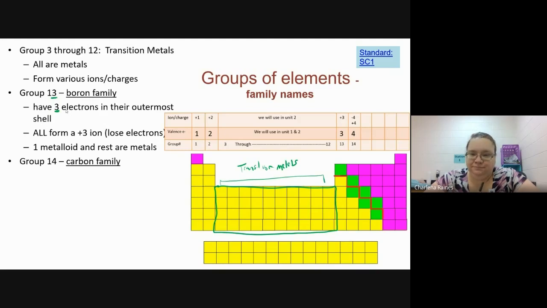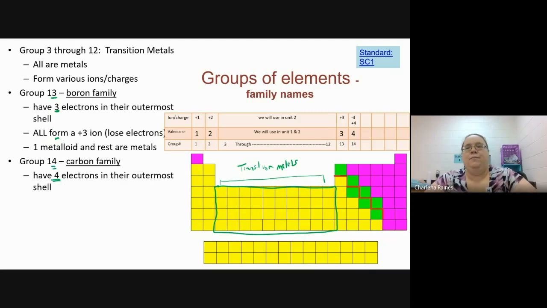Carbon family is group 14. Group 14 has 4 valence electrons. Are you noticing a pattern with the number of valence electrons? My valence electrons happen to match the last number of the group number, or the ones digit, if you happen to be a little bit more mathy. With the exception of transition metals, valence electrons tend to match the ones digit of the group number.